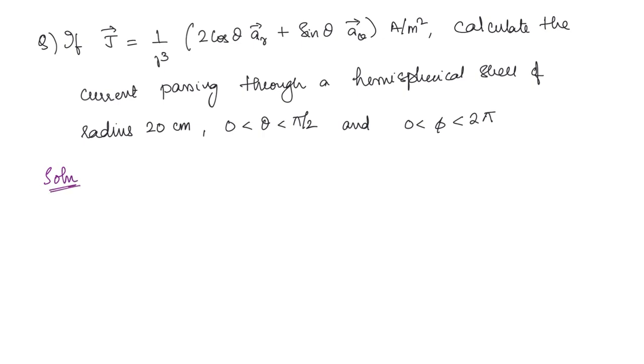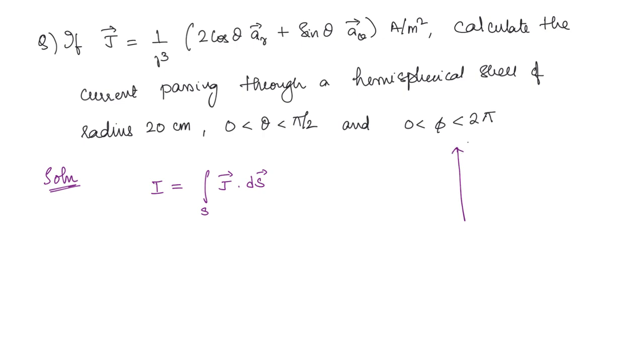So here you have to find out the current. What is the current? This is given by the surface integral J bar dot ds bar. J bar we know in the vector form. We have to find what is the elementary area. The hemispherical shell of radius 20 centimeters is already given, and this is the range. So the total surface is a hemisphere.